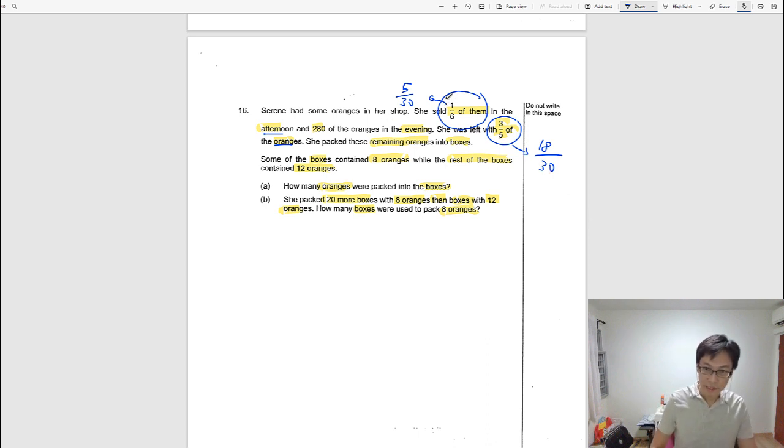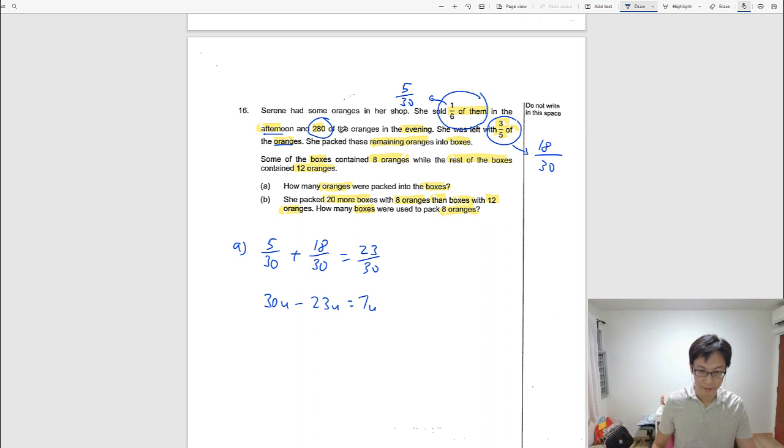Alright, so now let's add both of them together. So for part A, if you take 5/30 plus 18/30, okay, you will get 23/30, correct? Alright, so 5 units are sold in the afternoon and there are 18 units left. So what can we tell? We can tell that the remainder, which is 30 minus 23 units, these 7 units must be equal to this 280, correct?